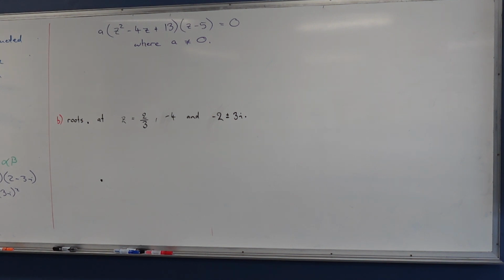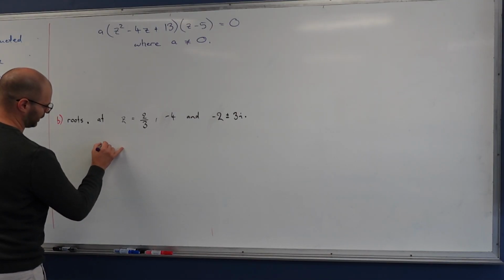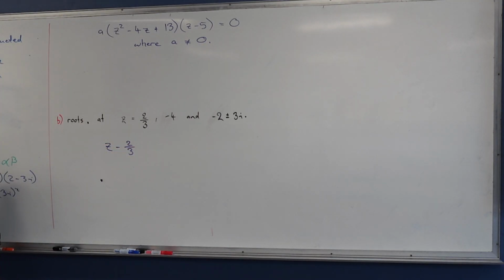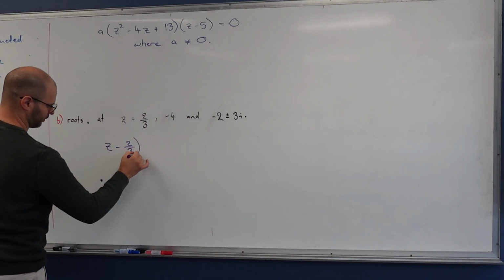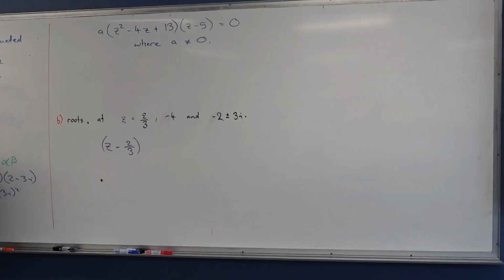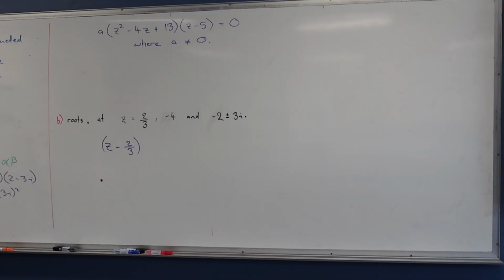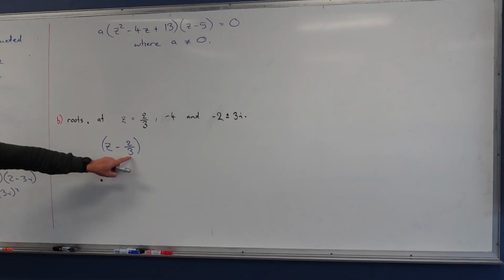Could you tell me an expression that has 2 over 3 as a 0? It will be Z take 2 on 3. Yep. Alright. We're going to change this slightly. I don't like having fractions in my linear factors. Why? It's ugly. I don't know. The other mathematicians told me. And it's ugly. So how can we stop this from being a fraction?